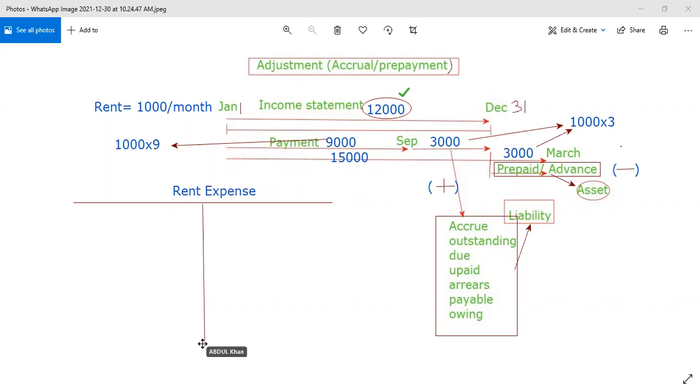Okay, I have to prepare two accounts. Suppose the beginning balance is not there. If it is given, it will be there. Suppose during the year you have paid 9,000. So how will you record it? You will record it on the debit side. Why will you write it on the debit side? Because cash or bank would be on the credit side. How much is it? 9,000 you have paid.